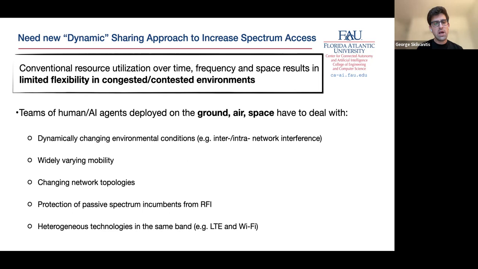Now, we said it's not only human to human communication anymore. It's about connecting AI agents that might be deployed on the ground, in the air, or in space, and all these agents have to deal with a lot of challenges, right? These agents might be operating in environments where the profile of interference is changing dynamically. We have widely varying mobility. If you consider that your agents are satellites that are orbiting Earth or they are drones, we have changing network topologies, right? You might have a swarm of 10 drones, and suddenly another 10 drones come in and you now have a bigger swarm. At the same time, you have to protect users that are passively listening to the spectrum from radio frequency interference. And in some cases, you have to deal with heterogeneous technologies in the same band. For example, LTE and Wi-Fi.